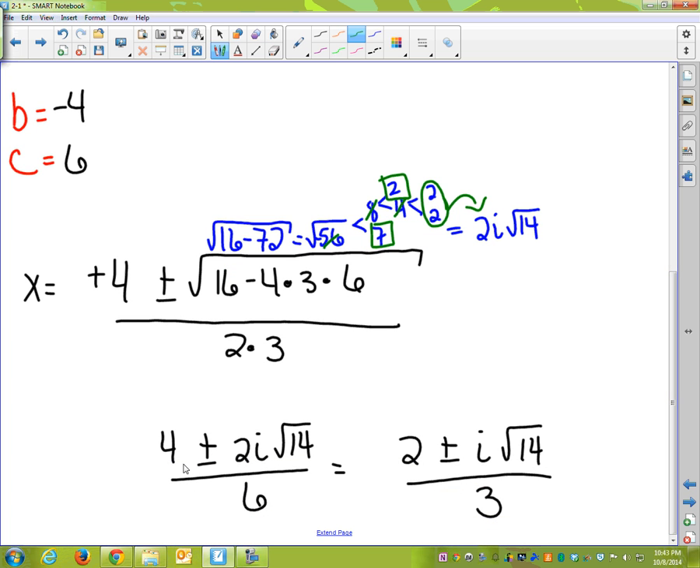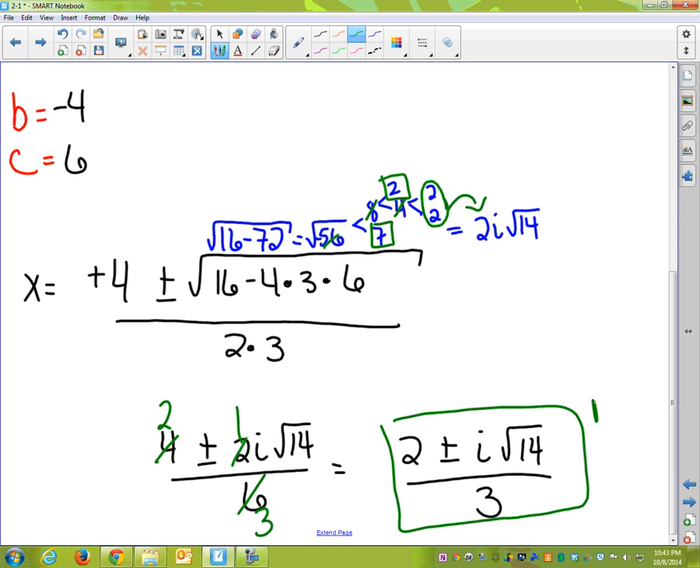Bringing it all back together, 4 plus or minus 2i square roots of 14 over 6. Reduce. You only reduce the numbers on the outside. The only time you can do anything with the radical is when you do a factor tree. So these reduced down to 2, 1, and 3. And your final answer, 2 plus or minus I radical 14 all over 3.